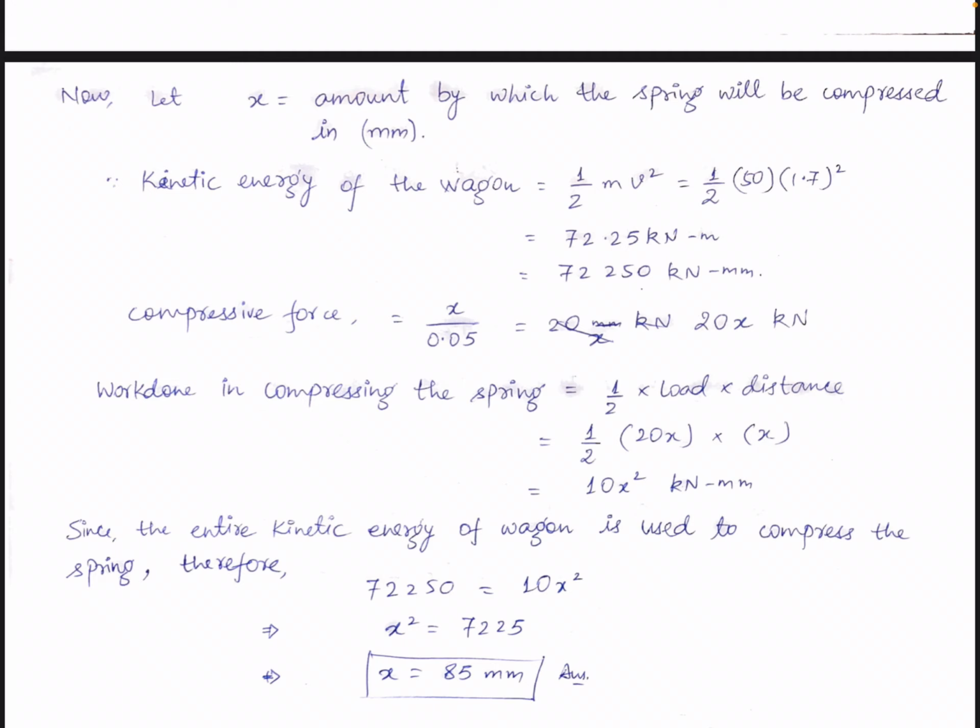Work done in compressing the spring will be how much? Half load into distance. Half into 20x is the load, the compressive force, and x is the compression. So it is coming out to be 10x square. Now change in kinetic energy is equal to total work done. So we have to equate both values. So 10x square will be equal to 72,250. From here you will get x is equal to 85 mm.